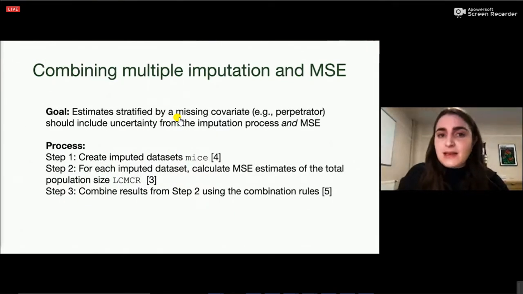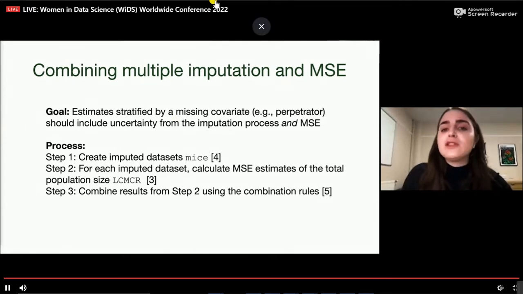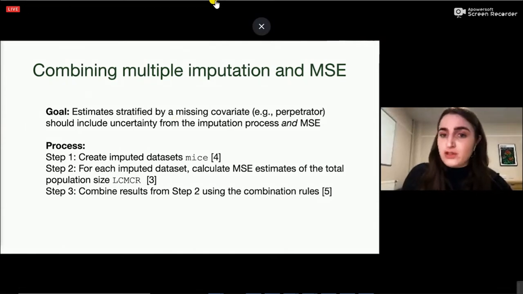To wrap things up, I just want to talk a little bit about how we use multiple imputation and multiple systems estimation together to get estimates that include both uncertainty from imputation and from the multiple systems estimation model. This process has 3 general steps. The first step is creating the multiply imputed data sets. So I will create, let's say, 10 multiply imputed data sets using an R package called MICE. And this stands for multivariate imputation through chained equations.